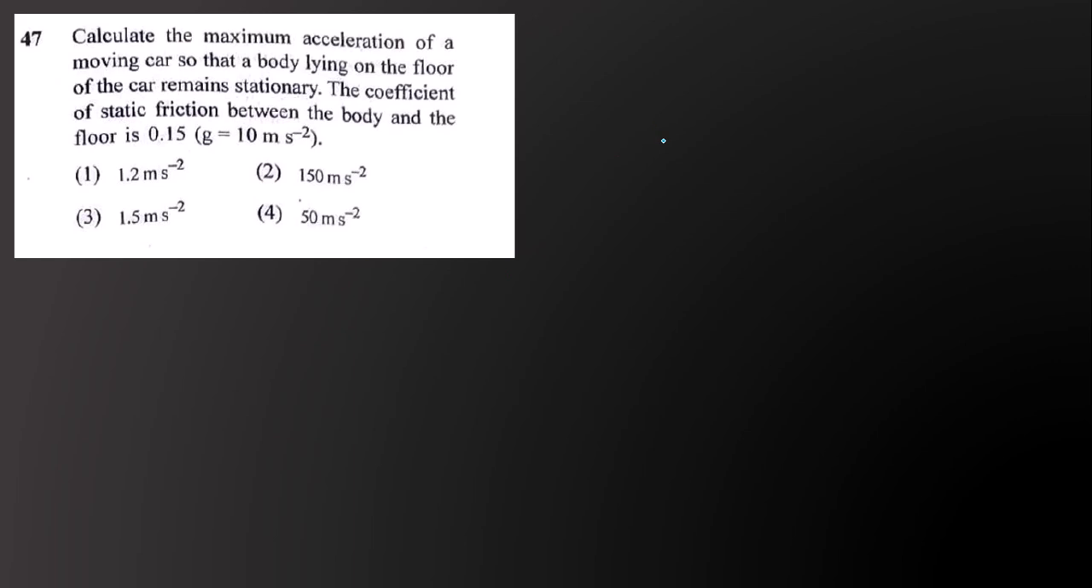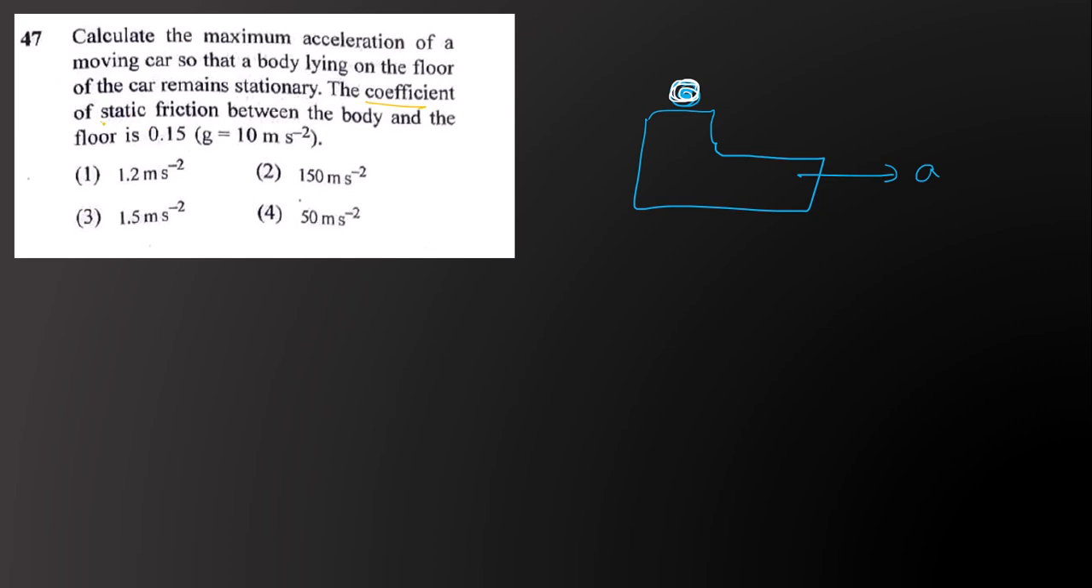Here in this question it is mentioned that there's a body placed on the floor of a car, and this car is moving. Now when the car is moving, it will move with a certain acceleration, and thereby some kind of pseudo acceleration or pseudo force will be applicable to this particular body. In this case the body has the tendency to move backward, but because of the friction it cannot move backward.